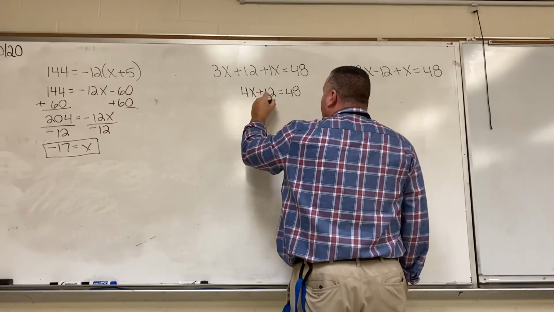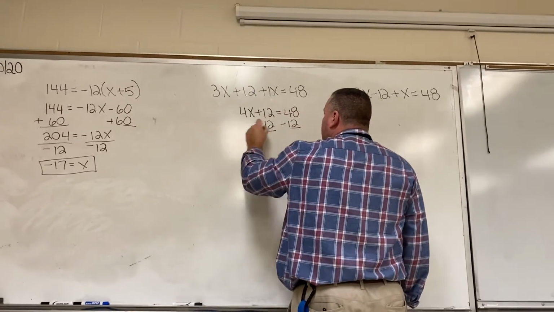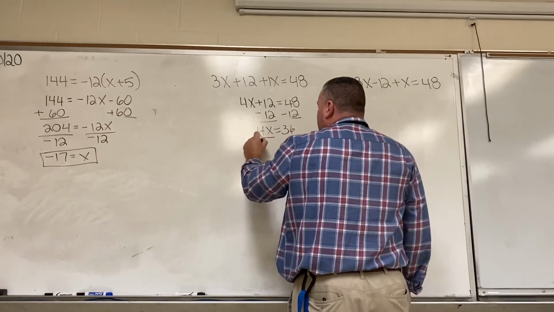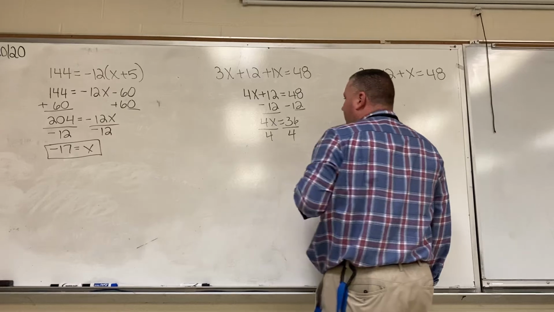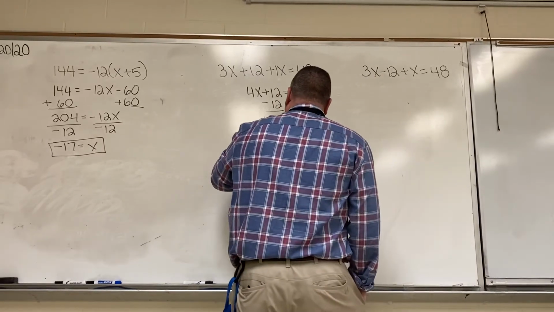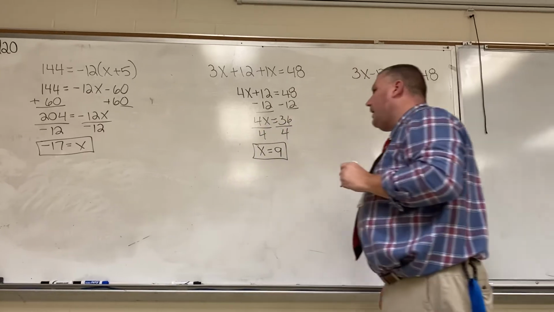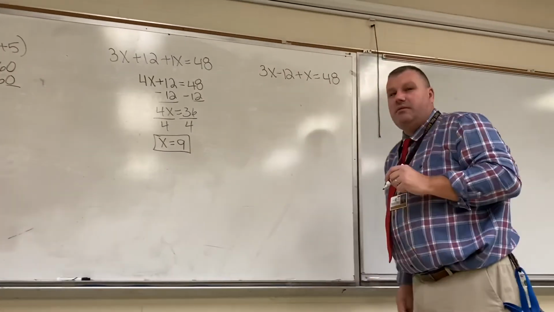We're going to subtract 12 from both sides. 4x is equal to 36. Divide both sides by 4. X is equal to 9. Okay, let's take a look over here at the one to the right.